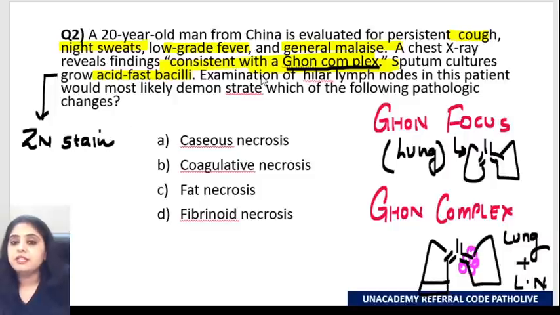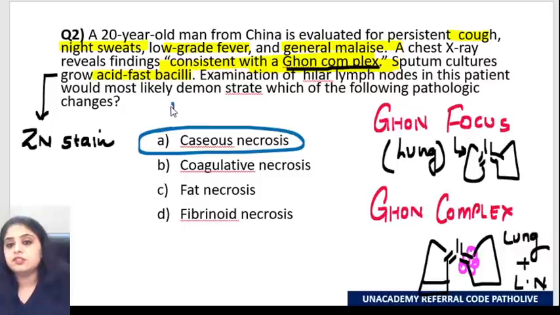Now the examination of the hilar lymph nodes, because it's a complex, so lymph nodes are involved, right? In this patient, which change will it show? This was a very simple question, I suppose, again, and you're talking about tuberculosis, Ghon complex. Obviously, what you see in TB is caseous necrosis, the one that looks like cheesy appearance. So I'll show you a gross image also.